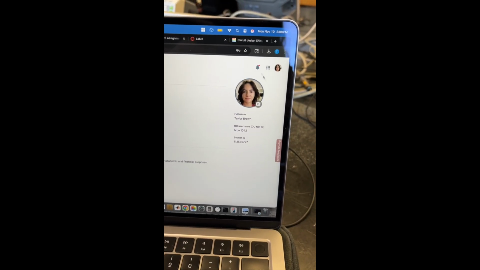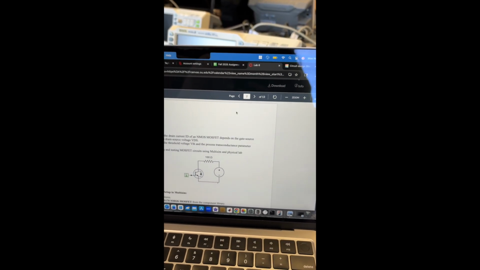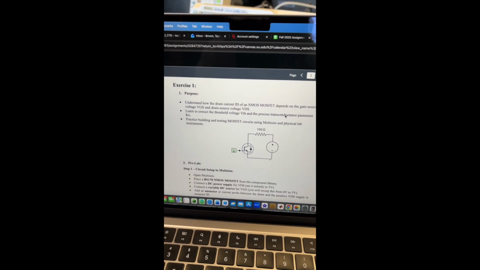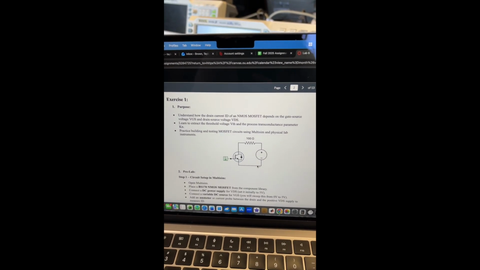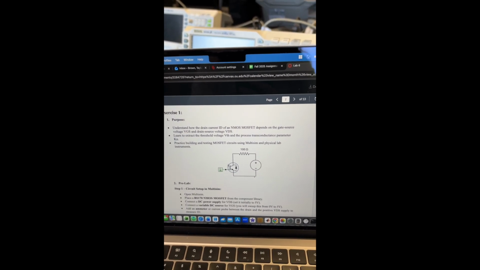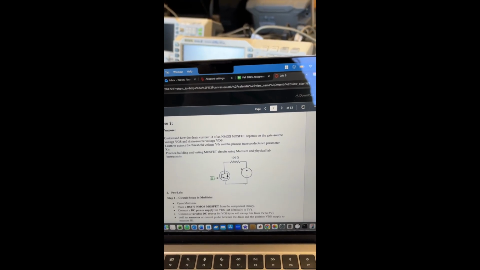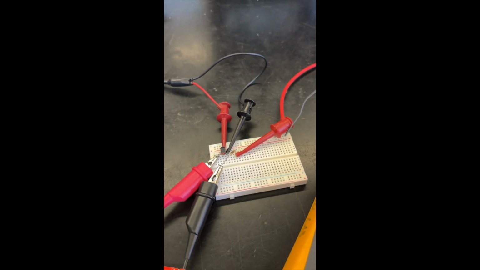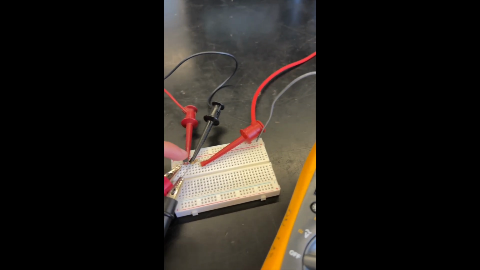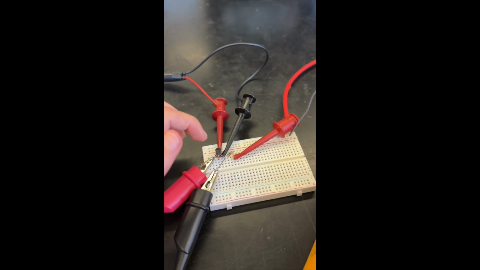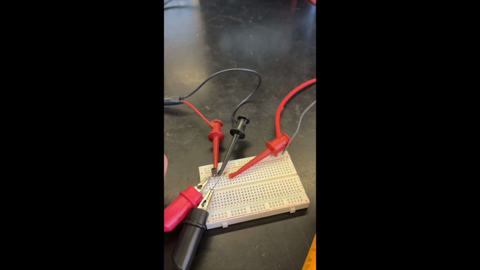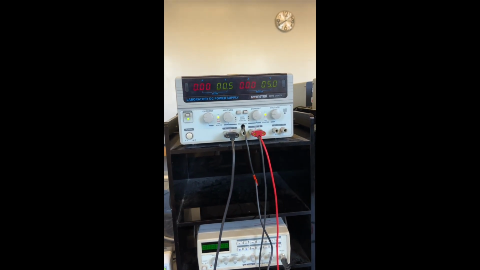Hello, I am Taylor Brown, and this is Lab 6, and right now I'm on exercise 1, which is just an NMOS MOSFET in series with a resistor. And then we have two sources here. We have one across the NMOS, and then we have a second fixed voltage of 5 volts.